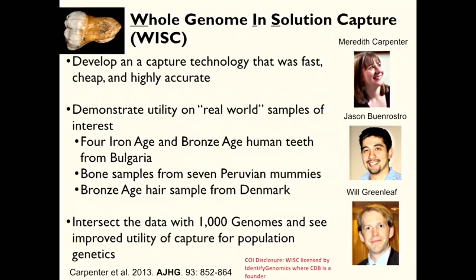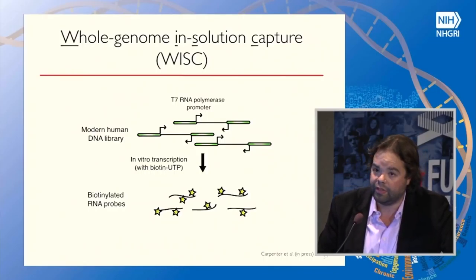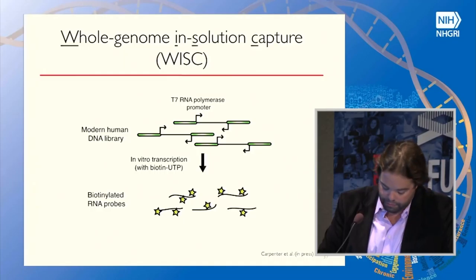So to make a long story short, we developed something called whole genome in solution capture. This takes shredded DNA, adds a T7 promoter, and produces a ton of RNA that we can then use to bait. This was developed by Meredith Carpenter, a postdoc in my lab. She then got an NRSA to extend this work and is now the CSO of a company we've spun out to commercialize this for lots of potential settings, as well as Will Greenleaf, my colleague at Stanford, and his student Jason. As I said, the way this works is that we produce boatloads of RNA by transcribing randomly sheared human DNA. We then biotinylate these probes, and so basically steal a page from the exome capture world.